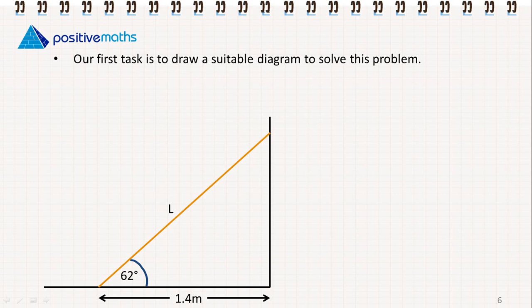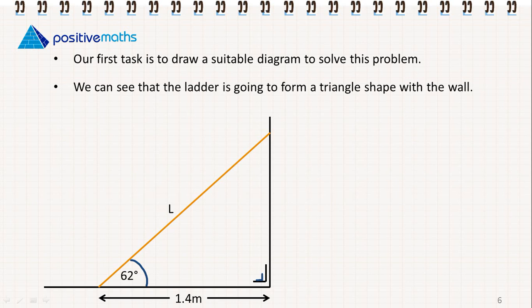So the first thing we need to do is to label the information that we're given. We have our angle of 62 degrees. This is creating a right angle with the wall. So 1.4 meters is the adjacent side, and I'm just going to mark it with a small a. And the length of the ladder is actually the hypotenuse of the right angle triangle.